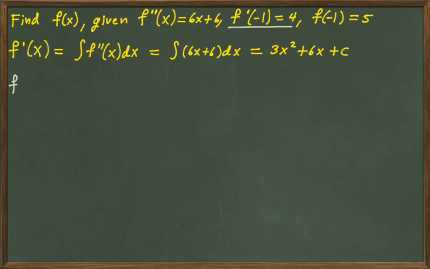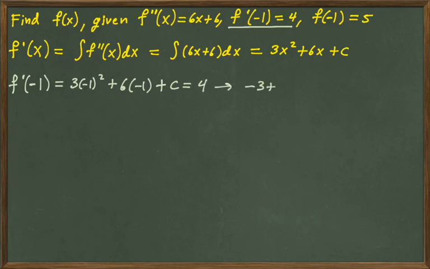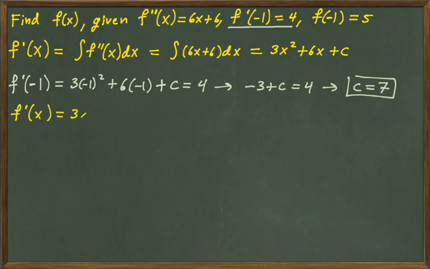Use your particular condition that was given to you, f prime of negative 1 is equal to 4. Okay, so we're going to replace the x with negative 1. And then this is going to be equal to 4. That's what they told us it was equal to. Okay, so we'll simplify that down. Negative 3 plus c is equal to 4. So then c is equal to 7. And so that gives us a particular first derivative, 3x squared plus 6x plus 7.